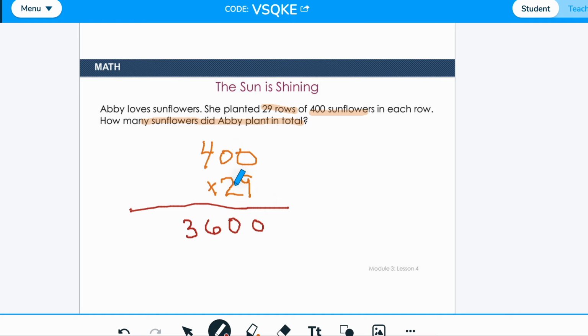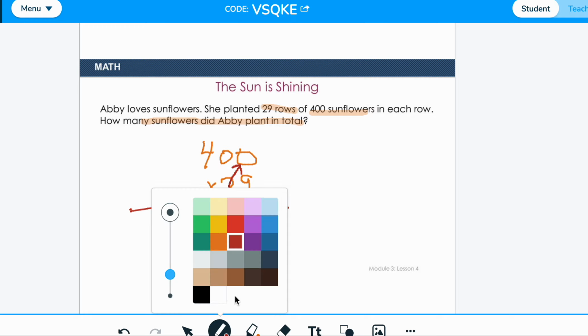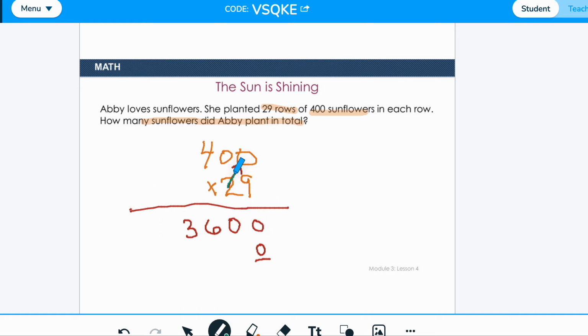Now I'm going to move over to my 2. So I'm going to do 2 times that 0 in the ones place value. But first I have to put that place value holder right here. Okay? So I'm going to say 2 times 0 is 0. But I'm multiplying by my tens place value, which means I'm starting here in the tens place value. So I'm going to change my color for multiplying. So I'm going to go 2 times 0 is 0. So again, I started in the tens place value.